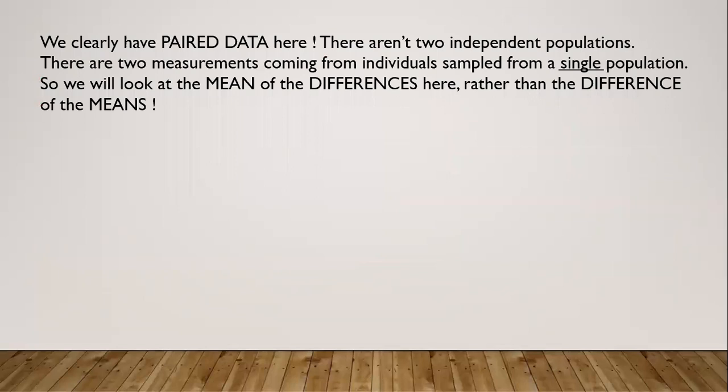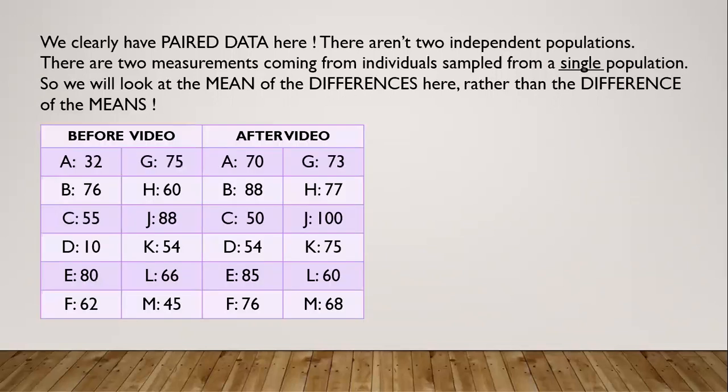We clearly have paired data here. This is not like the situation of the rabbits and the turtles. It's more like the situation of the rats. We don't have two independent populations. We have only one, the students who are in the French class. And we have two measurements being taken from individuals from that same population. So as we said before, rather than talking about the difference of the means, we're going to turn that around and talk about the mean of the differences. Let's look at what those differences are.